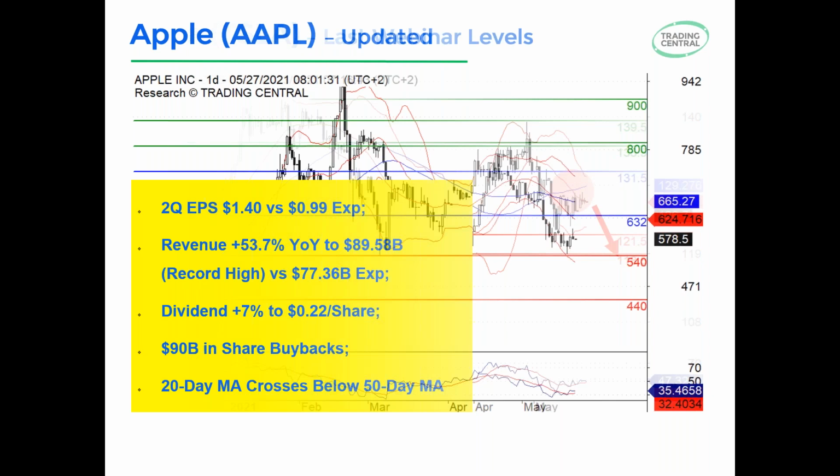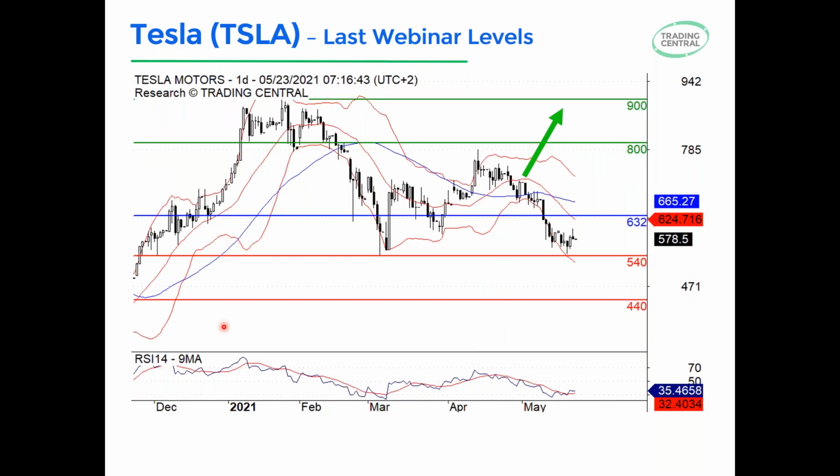Now, and this one, I'm very honest with you, this one shows the levels that I showed you last month, April. At that time I said in our operation, first target 800, second target 900, record high. However, in reality, Tesla returned back below the key support. So cut loss. This is a losing trade if you traded this one. Cut loss.